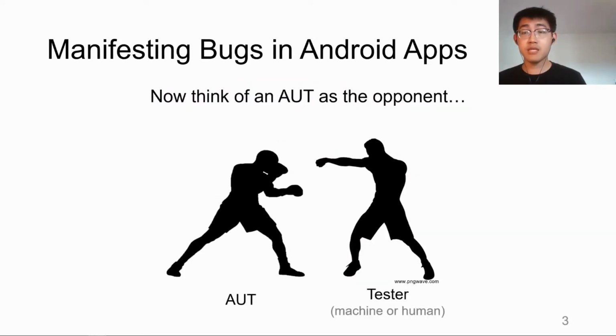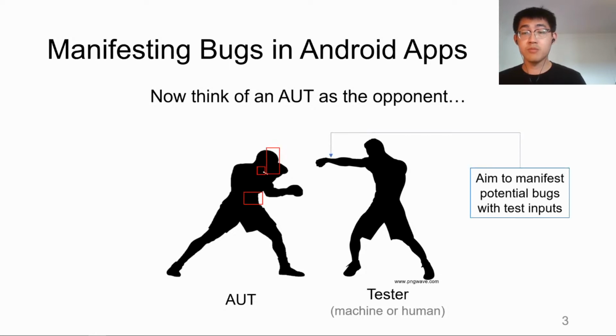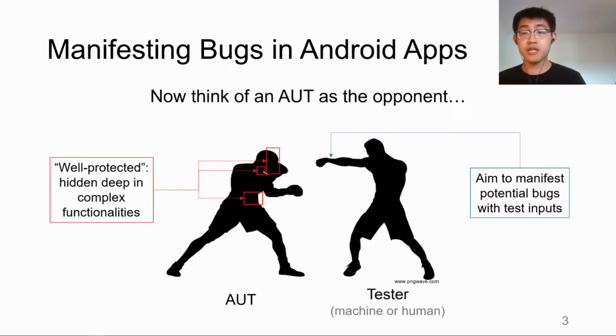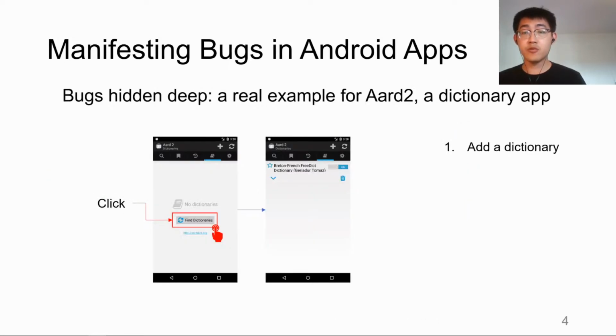Now, when you think about it, boxing is not that much different from Android app testing. Think of the boxer as the tester and the app under test as his opponent. The tester attacks aiming to manifest potential bugs with test inputs. However, just like the weak points, bugs are also well protected. They are often hidden deep in complex functionalities. Let's see a real example of Aard2, a popular dictionary app.